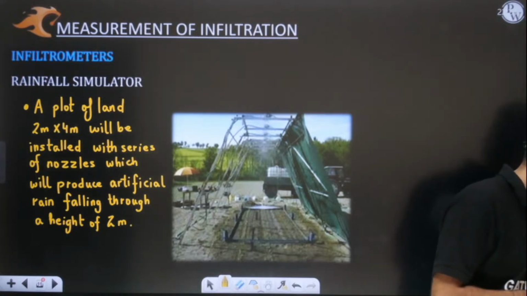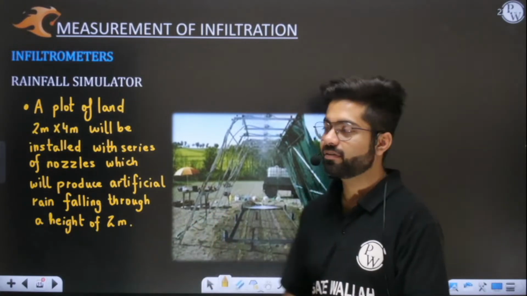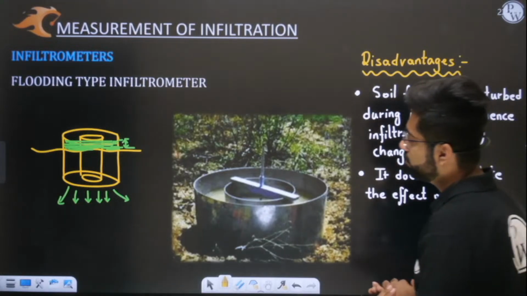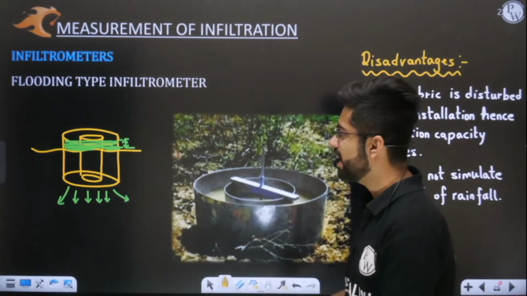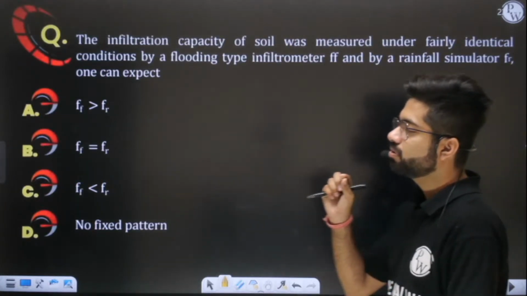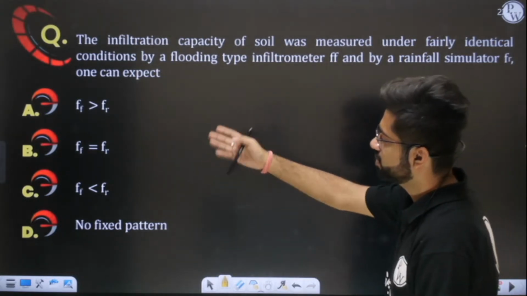So let's move ahead. I've asked you one question, and you haven't answered it till now. I told you we have two infiltrometers here. One is the flooding type, and the second one is the rainfall simulator. Tell me which will give you more value and which will give you less value. Which relationship will be correct here?